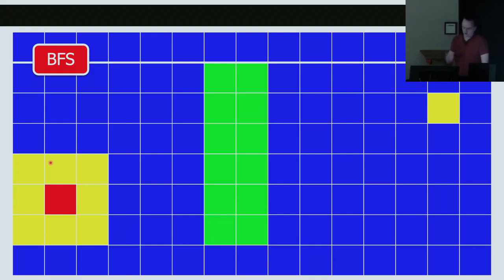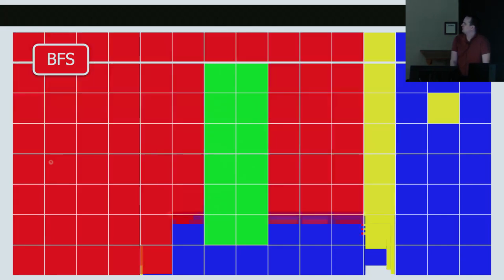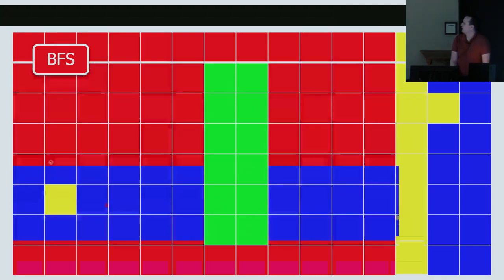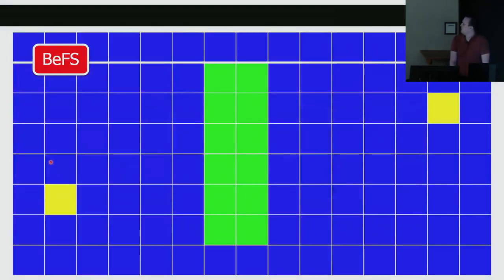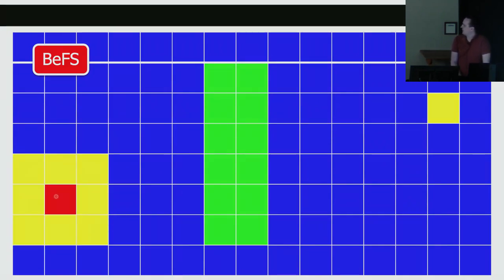Oh, sorry, this is my example of breadth first search first. So if this was just breadth first search, we would just search like this until we got to the goal. And look at all the nodes that we would have to expand, right? Almost the entire map.